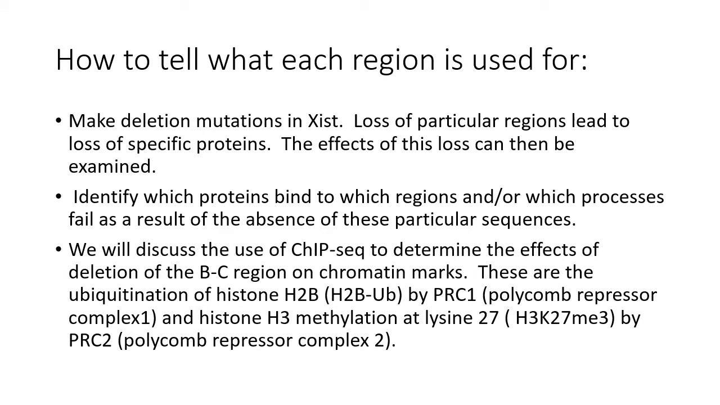Okay, so there have been about a gazillion experiments done on this system, and I'm just choosing one to illustrate kind of the general conceptual approach and just some of the results. Okay, so the idea is we will make deletions, first of all, in the Xist. Loss of particular regions will lead to loss of specific proteins. Then we can look at the effects of loss of those proteins on ultimately what happens to the X as it's being inactivated.